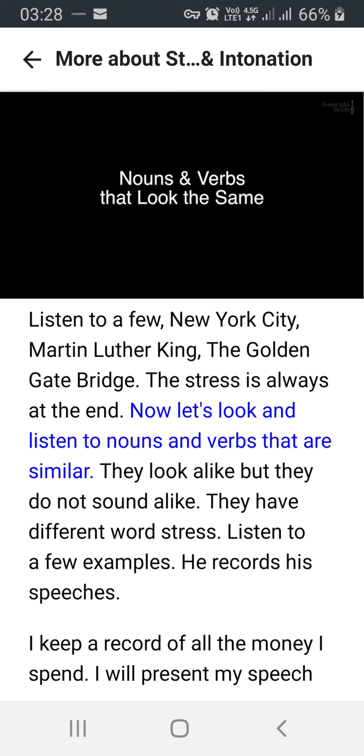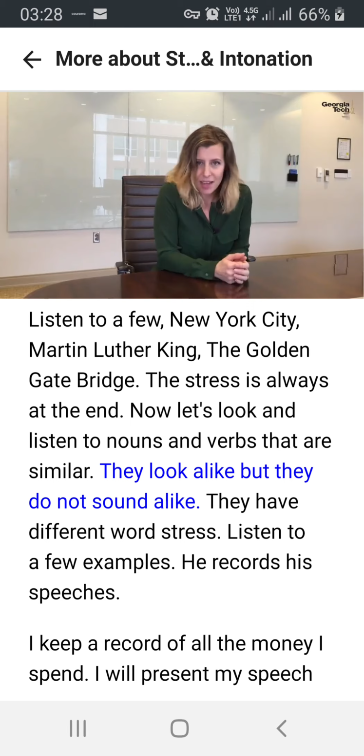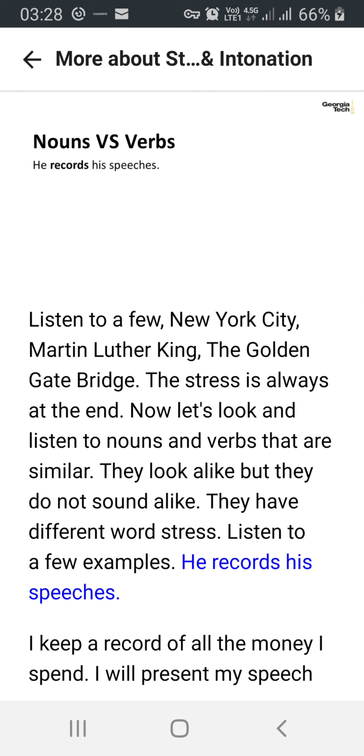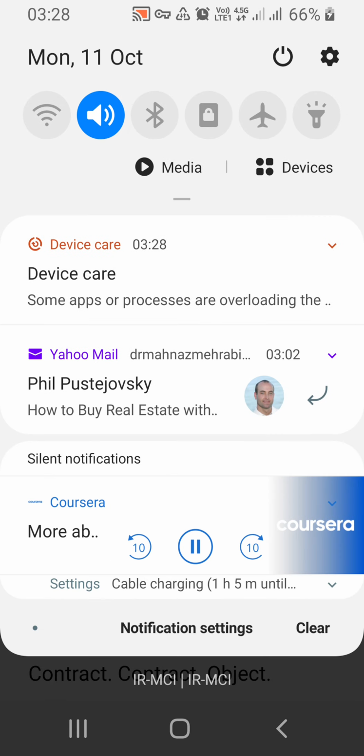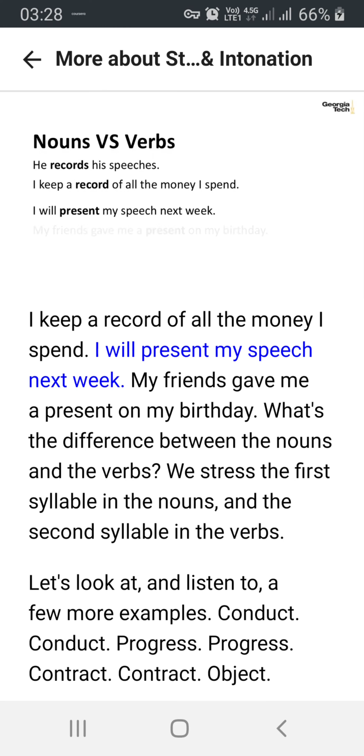Now let's look and listen to nouns and verbs that are similar. They look alike, but they do not sound alike. They have different word stress. Listen to a few examples. He records his speeches. I keep a record of all the money I spend. I will present my speech next week. My friends gave me a present on my birthday. What's the difference between the nouns and the verbs? We stress the first syllable in the nouns and the second syllable in the verbs.